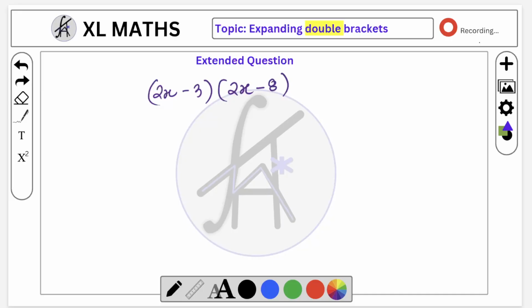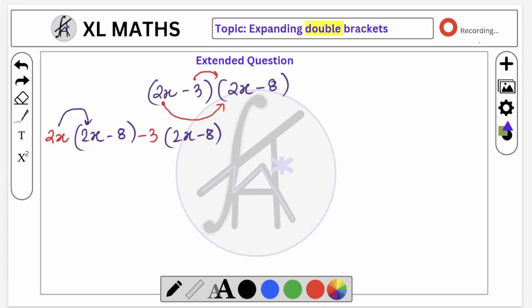We're going to be doing the same thing as we discussed earlier. First term multiplying the entire bracket, the second term multiplying the entire bracket. So we have 2x that multiplies with the bracket 2x minus 8. Then we have minus 3 that multiplies with the bracket 2x minus 8. Okay, hope that makes sense. Let's expand it as a single bracket.